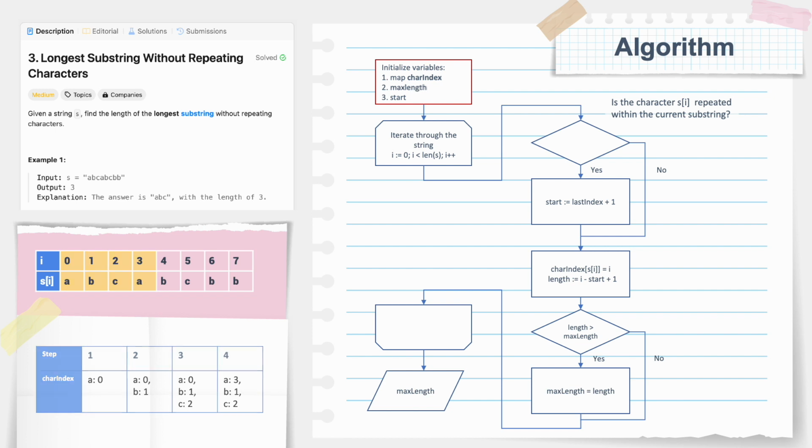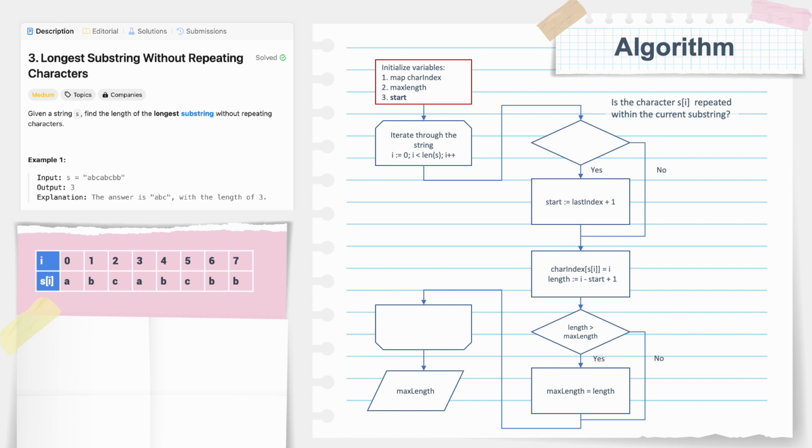Max length. This variable keeps track of the maximum length of the substring. Start. This variable represents the starting index of the current substring being considered. It moves forward whenever a repeating character is encountered, discarding the character before it from the current substring.